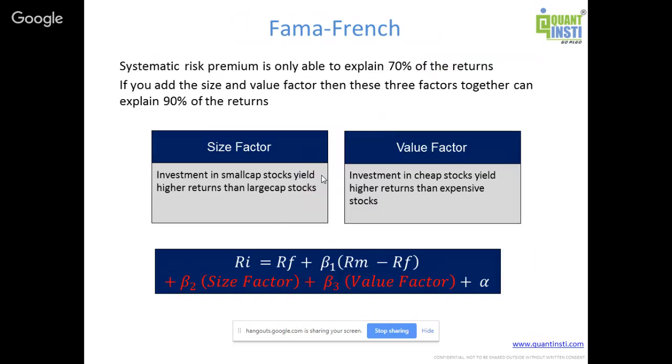So the value factor is that investing in cheap stocks will yield higher returns compared to investing in expensive stocks. How do you determine if something is cheap or expensive? In this particular paper they have written, the Fama-French three-factor model, they have used the book to market ratio. Book to market ratio is book value, as any finance student knows.